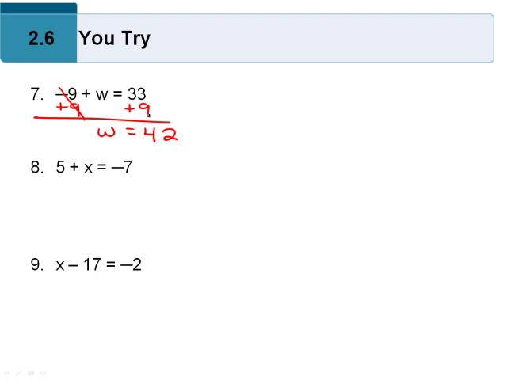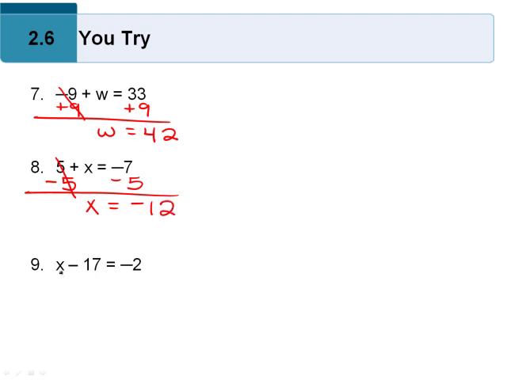Okay? Number 8, we have 5 plus x equals negative 7. So we're going to look at the x, and we see the 5 on the same side. That is a positive 5, so I have to subtract 5. Use the opposite from both sides. So 5 and negative 5, those do cancel. I have x equals, and negative 7 and negative 5 we add, keep the sign, x equals negative 12.